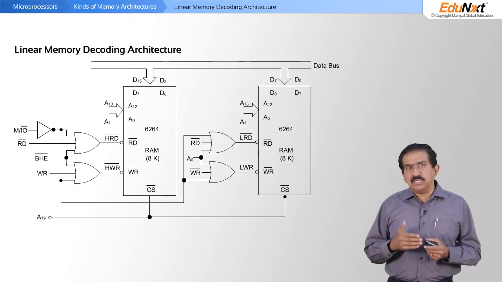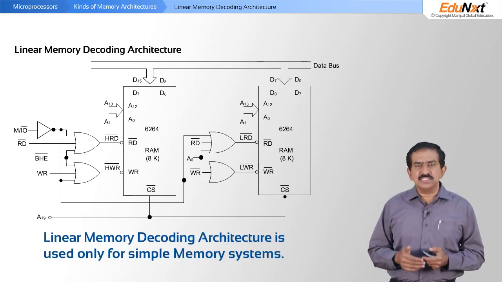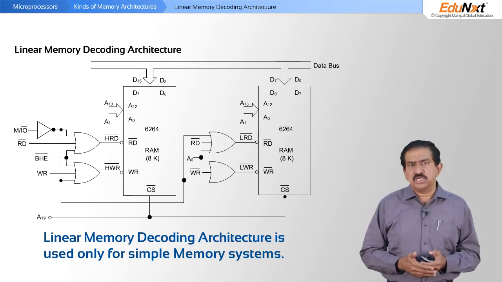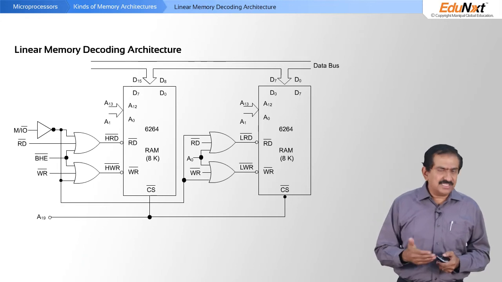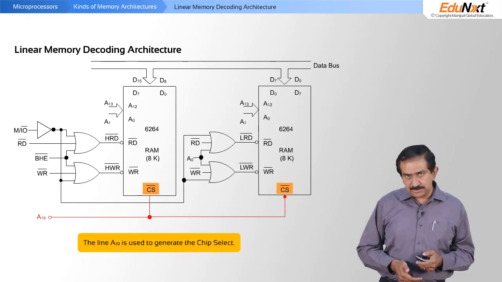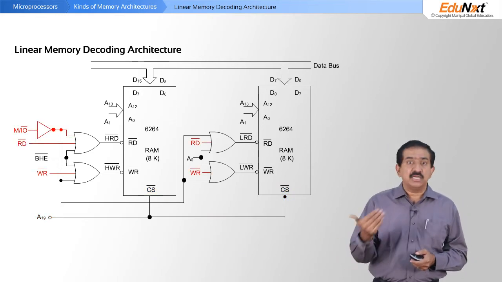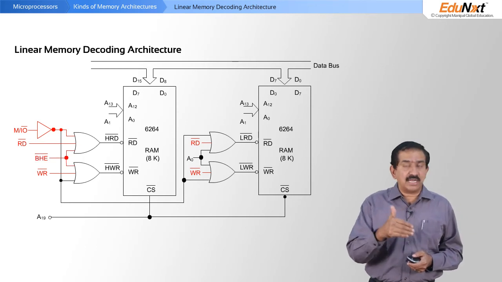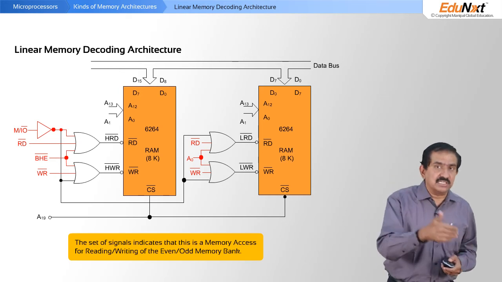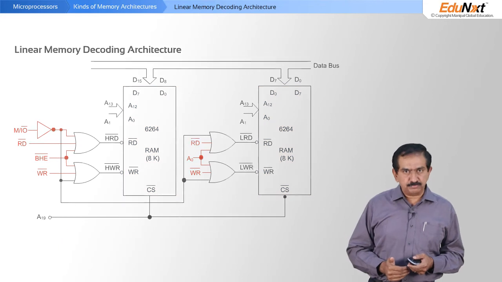The next one is called linear memory decoding architecture. In this diagram, you will see what this is. This is used for very simple memory architectures. It cannot be used for more complex systems. In this case, the line A19 is used to generate the chip select for the device. Of course, you've still got M/IO bar, read bar, write bar, and byte high enable bar and A0 to access the odd and even memory locations, and whether it is a read or a write operation, and the fact that it is a memory or an IO operation.